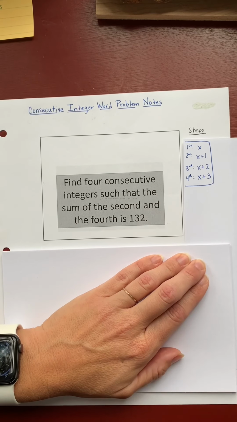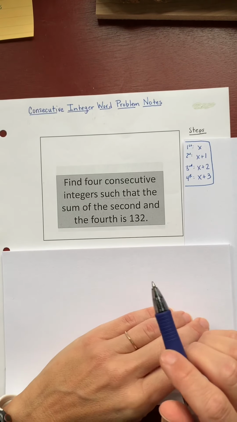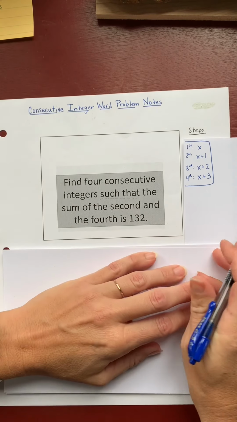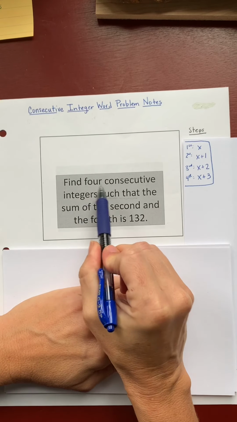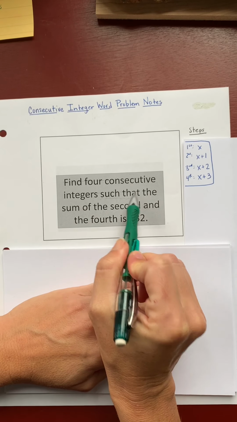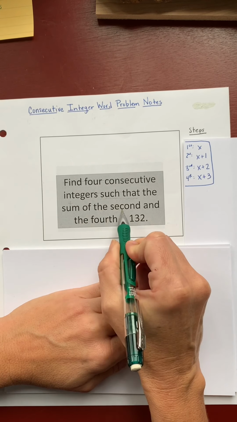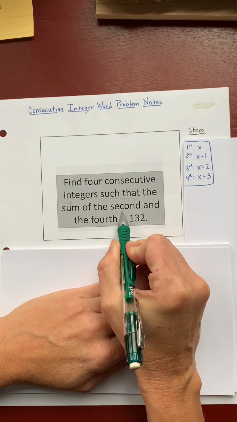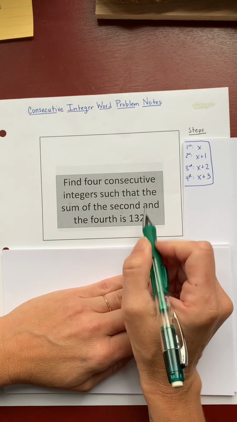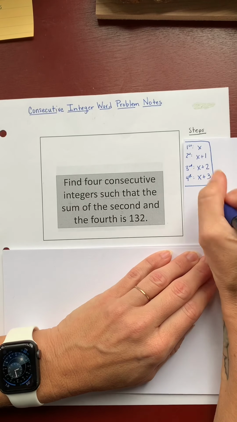The rest of it is a lot like the old stuff with the rectangles and the triangles and the perimeter. Now we have to read the way the words are and see what kind of equation we can set up from reading those words. So find 4 consecutive integers such that. All right, we already took care of that. Now, such that the sum, so we know that that's addition, of the second and the fourth, that's an equal sign, 132. I'm just going to read this and let it guide me as to how to set up the problem. So this says the sum, so I need to have addition.